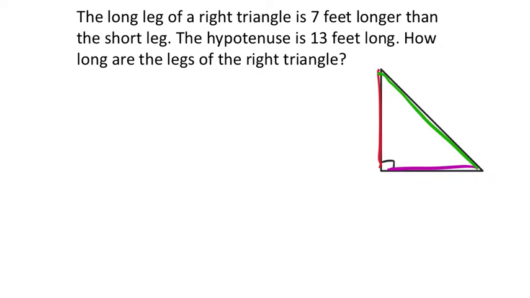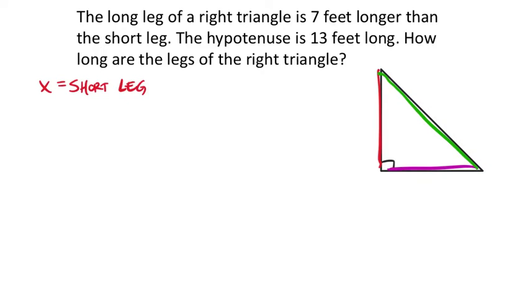In any case, we have the long leg of a right triangle. I don't really care that it's longer, but we see that it's 7 feet longer than the short leg. That's kind of crucial. So what I'm going to do is formulate a variable here myself. I'm going to make it x. You can make it whatever you want, but I'm going to use x. I'm going to say that's the length of the short side, the short leg.